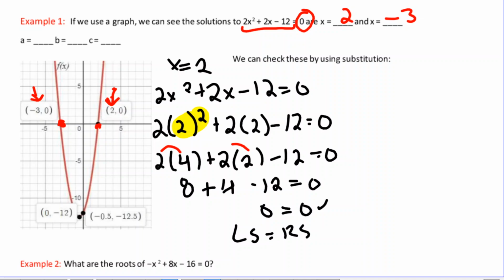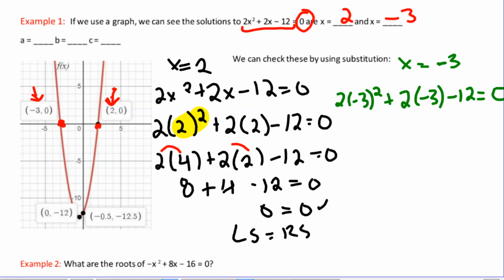If I was to do the same thing with negative 3, because I do have two solutions. So what that means is that both of these values should, what we say is, satisfy the equation. They give us something where left side equals right side. So I would have 2 times negative 3 squared plus 2 times negative 3 minus 12 equals 0.